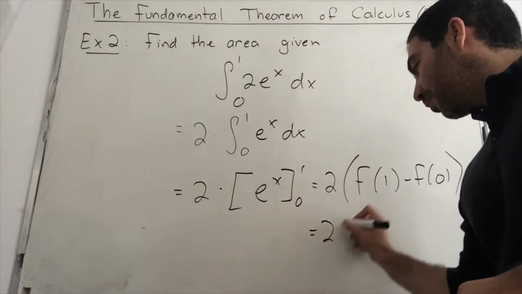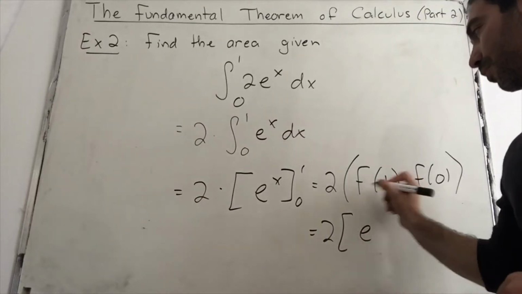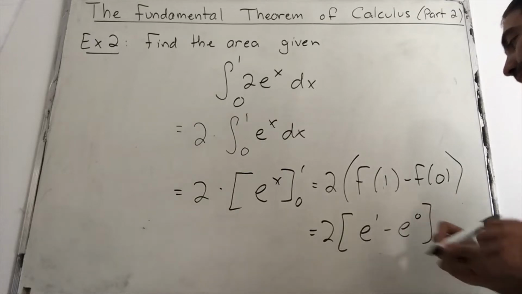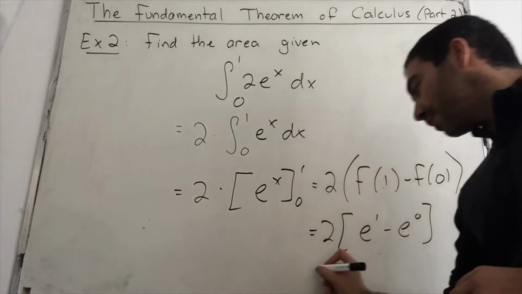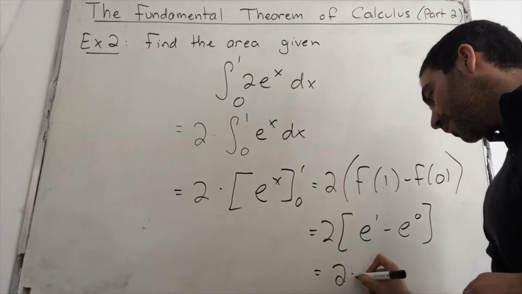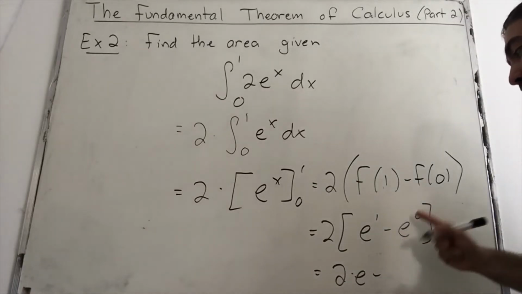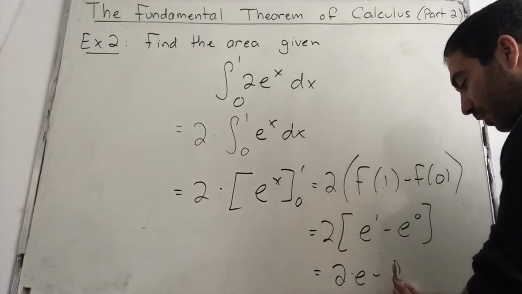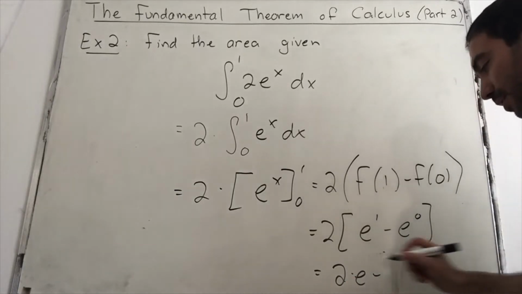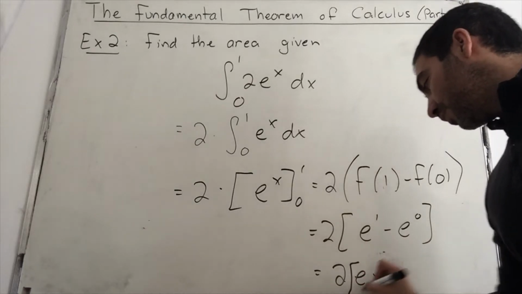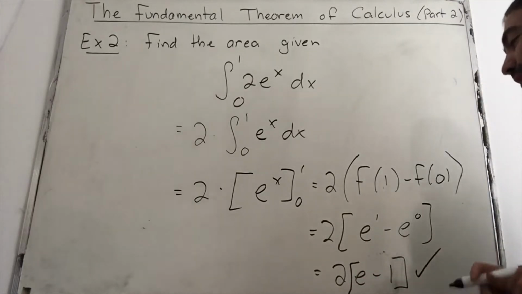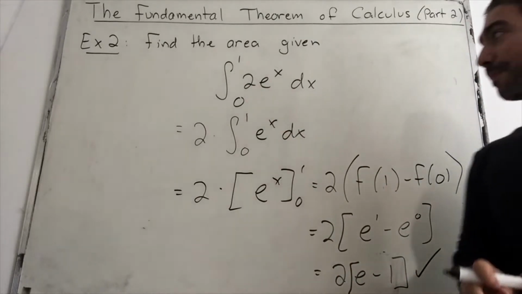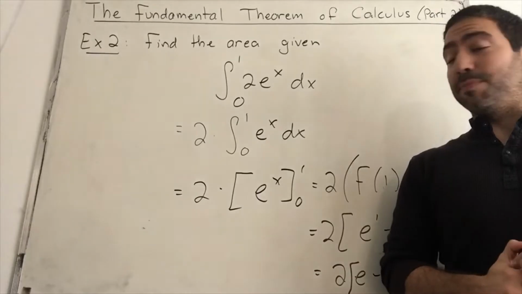And what we get is 2, open bracket, e to the, we replace the x with 1, minus e to the 0. Okay. And this is simply just 2 times e minus e to the 0 is 1, and then when we distribute to get minus 2. Or if you want, you could factor out the 2 and leave this in brackets as 2e minus 1. And this is the final answer. This is the area under the curve of this integral. Okay, good. Let's keep going.